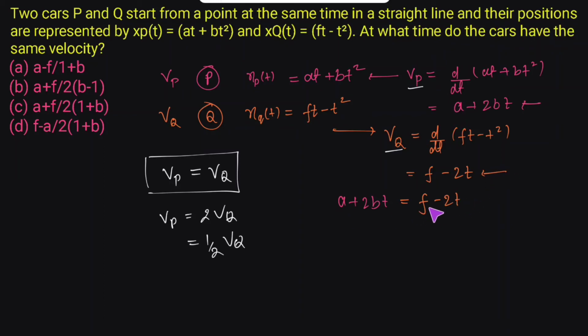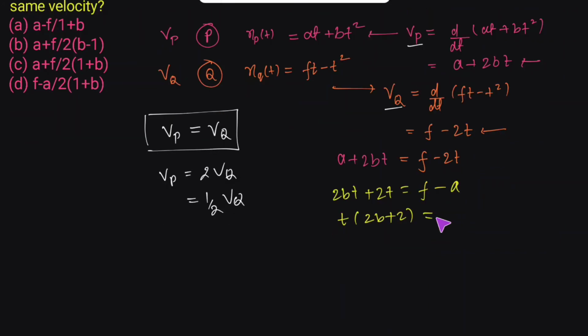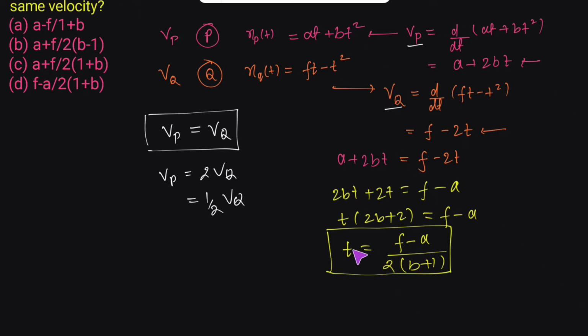So from here we can take the t terms to one side. This will become 2bt, and I will take this 2t to the other side of the equation. So this will become 2bt plus 2t is equal to f minus a, or from here if we take the t common, this will be (2b plus 2) t is equal to f minus a, or t is equal to (f minus a) upon (2b plus 2). So this is the value of time when Vp is equal to Vq. So we can match our answer with the options. So the option (f minus a) upon (2b plus 2), option D is the correct one.